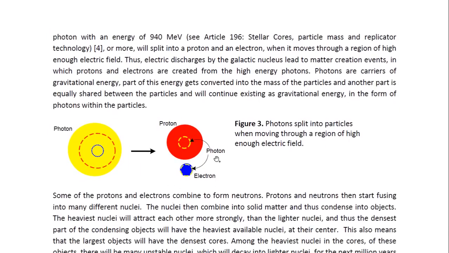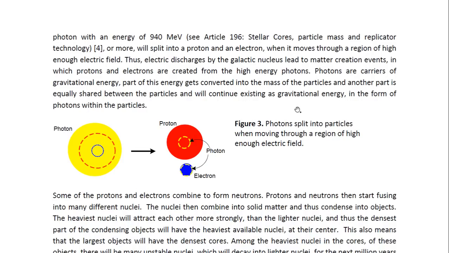And this is what I call a particle creation event. So these electric discharges by the galactic nucleus lead to matter creation events in which protons and electrons are created from the high energy photons. Now, photons are carriers of gravitational energy, and so part of this energy gets converted into the mass of the particles, and another part is equally shared between the particles and will continue existing as gravitational energy.